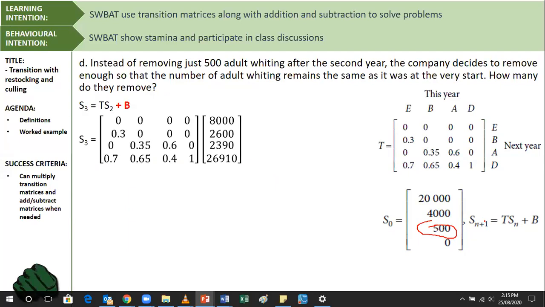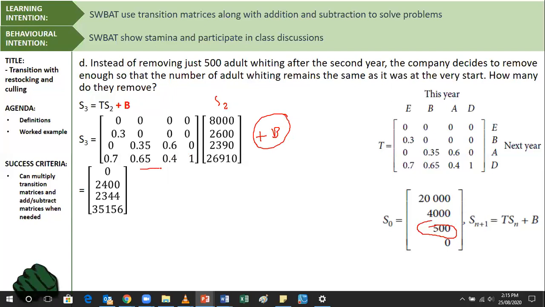So what we've got is, this is my second year, yeah? So S2. What I'm going to do is just multiply the transition. So without adding anything extra, without removing anything, I just want to see the number of whitings that are going to go to different places. So I want to see where all the eggs go, do they hatch to become babies? I want to see where all the babies go, I want to see where the adults go. And when I do, I end up with this particular matrix. So this is without. I haven't added anything yet. So I've withheld this just for a second.